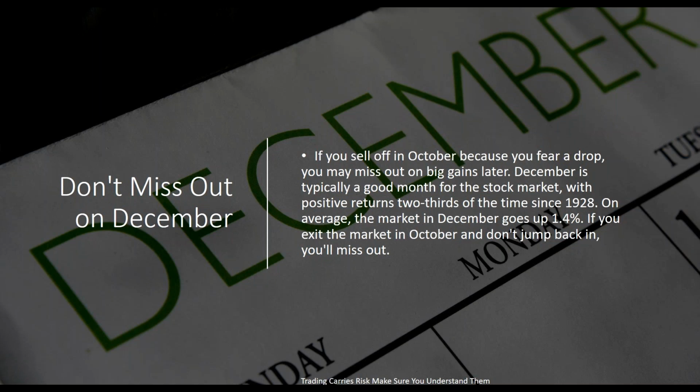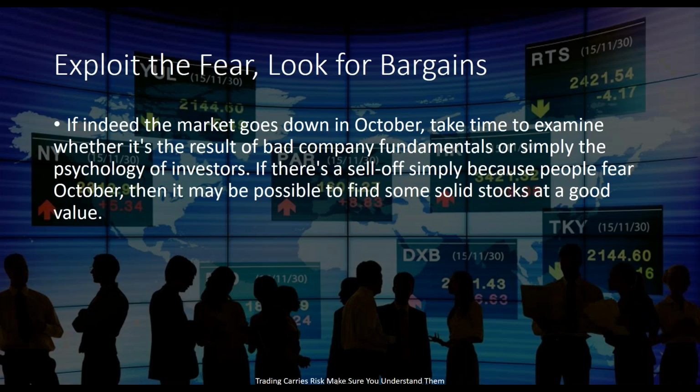So if you get out in October because you're fearing something, well, when should you get back in? I mean, if I was trading some of the indices, I would have been selling out now because I figured they're topped out close to their top. And I would wait for them to fall before I got back in. I would have been very glad to take a profit at 23,000. Now, if indeed the market goes down in October, take time to examine whether it's the result of bad company fundamentals or simply the psychology of investors. If there's a sell-off simply because people fear October, then it may be possible to find some solid stocks at a good value.